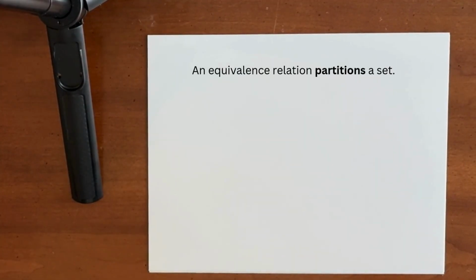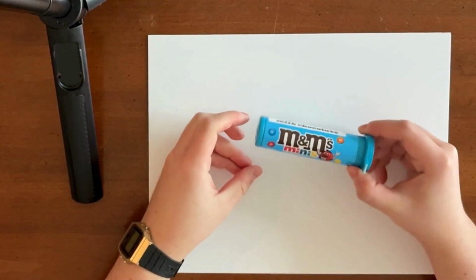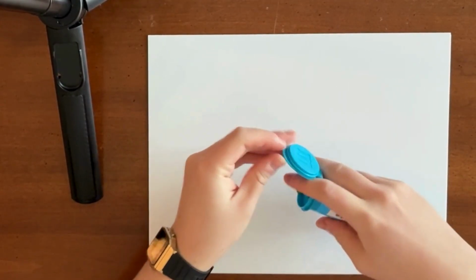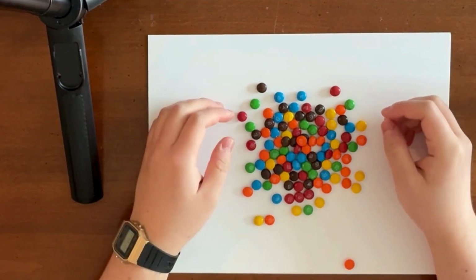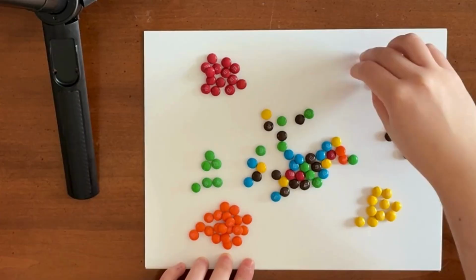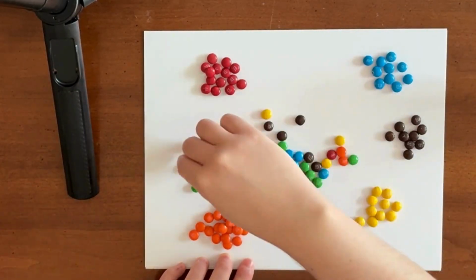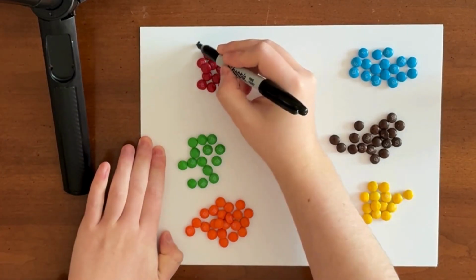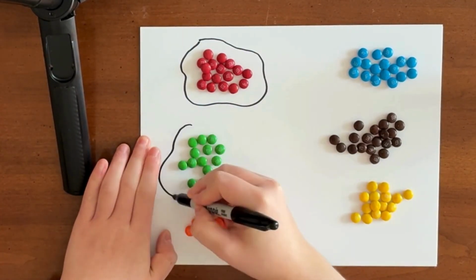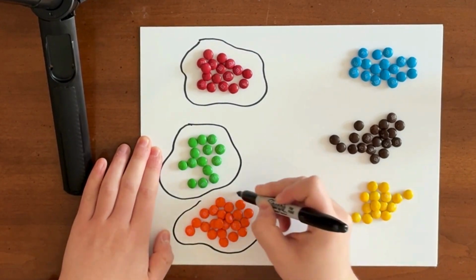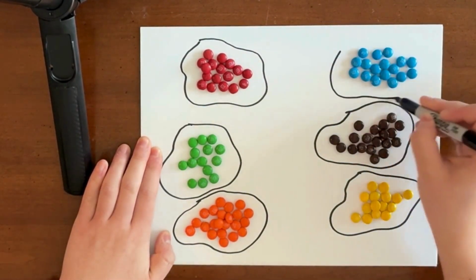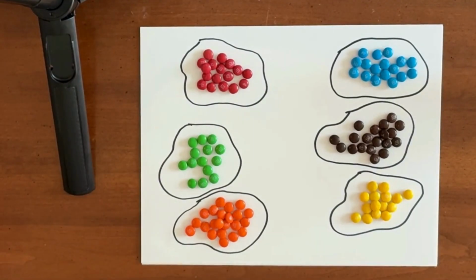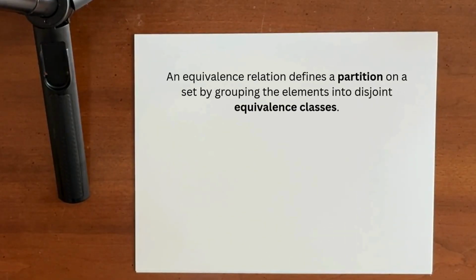I actually think it's more helpful to think of equivalence relations as partitioning a set. So let's say I have some candy here, and I want to somehow sort it. There are lots of ways I could do this, but here I'm going to sort it by color. So I'll put all the red ones in a pile, all the green ones in a pile, and so on. This defines a partition on the set. So here I defined an equivalence relation of having the same color and put everything related into a pile together.